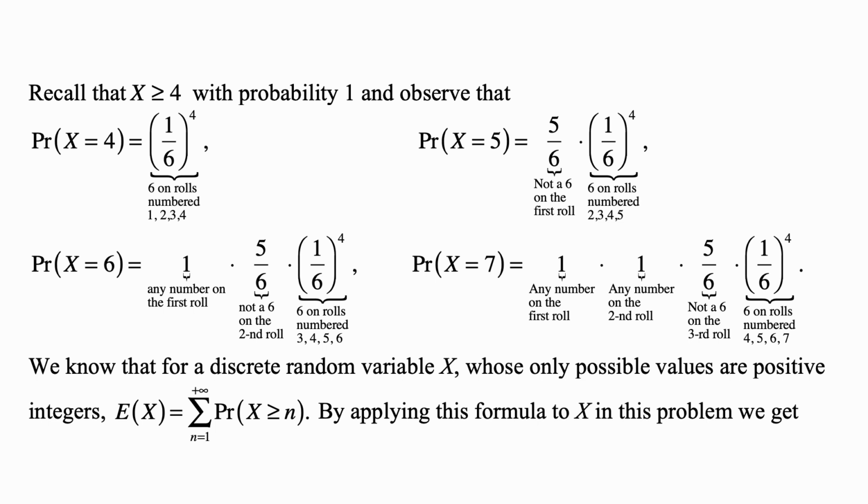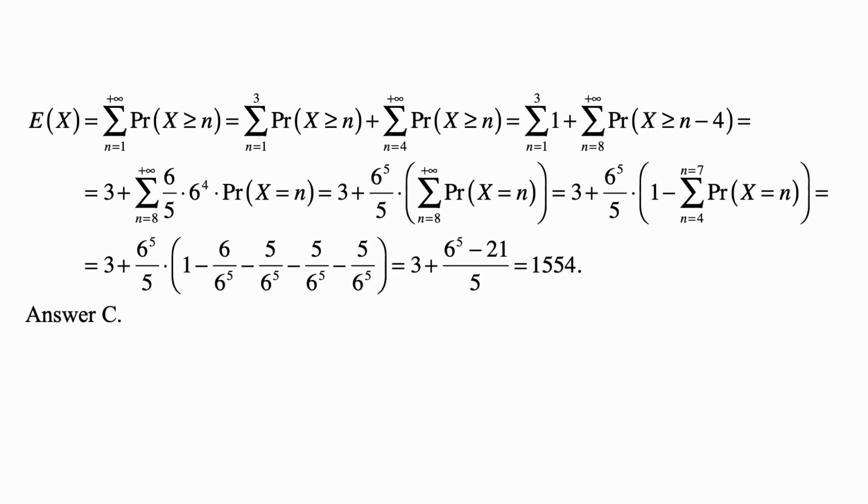And we know from our friend Darth Vader that for a discrete random variable x whose only possible values are positive integers, E of x is equal to the sum from n equal to 1 to plus infinity of the probability that x is greater than or equal to n. So by applying this formula to x in this problem, we get that E of x is equal to the sum from n equal to 1 to plus infinity of the probability of x greater than or equal to n.